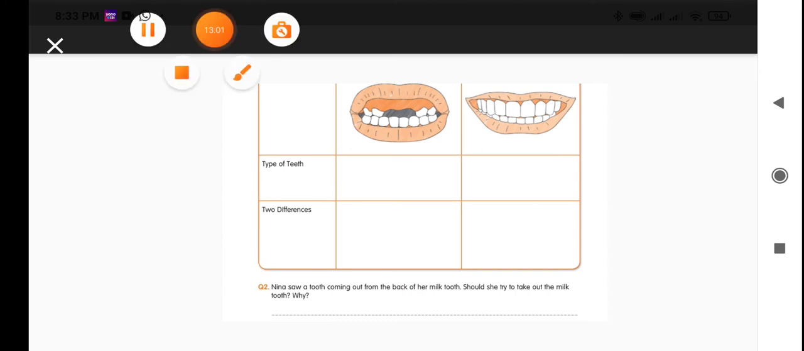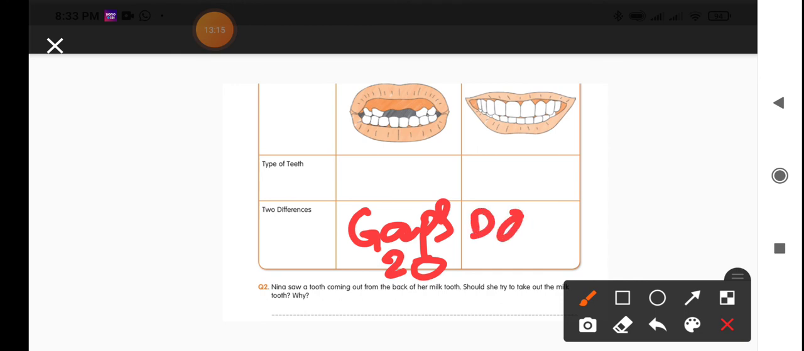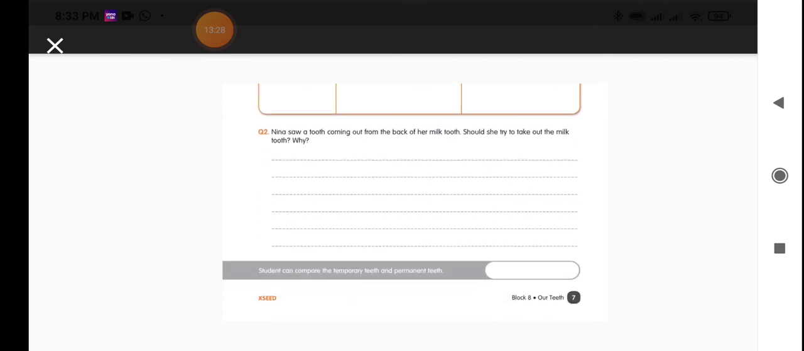You know, just now we discussed the two differences. Temporary teeth have gaps in between them, and they are only 20 in number, whereas the permanent set of teeth do not have gaps between them, and they are 32 in number. These are just hints to you children. You have to write the complete answer in the space provided.